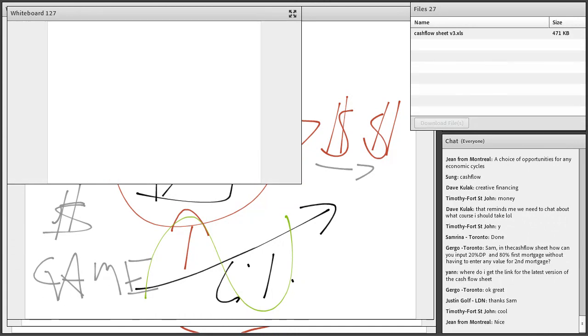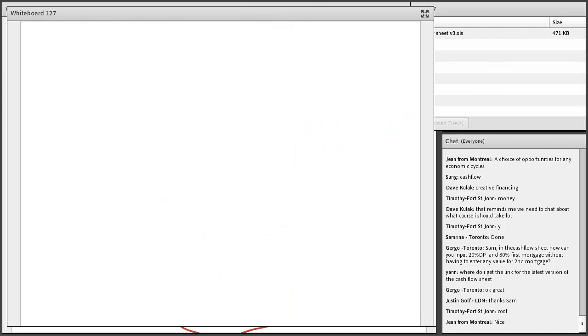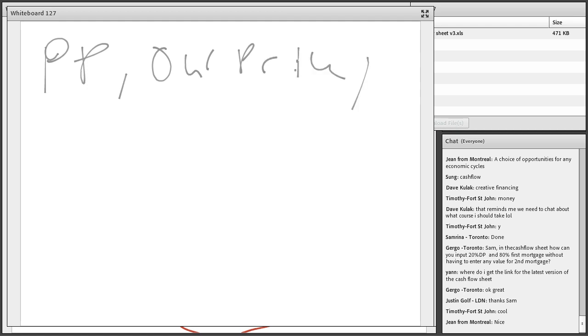So what I'm going to do is this. When we run our numbers now, we're going to have a line that says purchase price. We're going to have our price. But also, I'm going to add a line. It's not very pretty. I'm going to add a line.